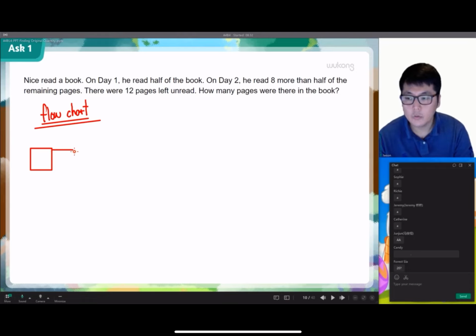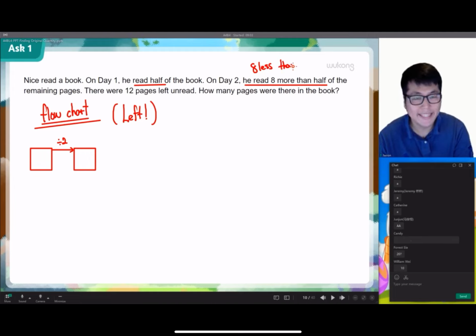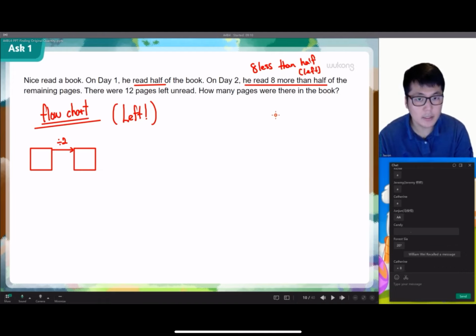But on day 1, he read half. If you read half, that means you need to divide it by 2. Okay, so he read half. And then we still don't know how many pages are left. Now remember, you always need to figure out how much is left. Okay, so on day 2, he read 8 more than half of the remaining pages. So what does that mean? That means 8 less than half is left. Remember, guys?